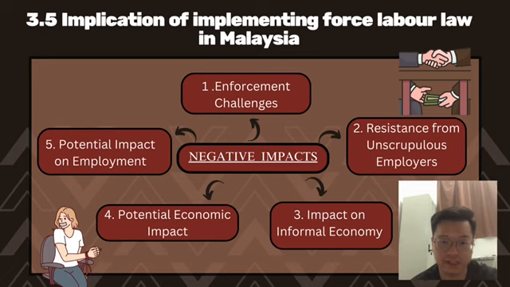The third impact is impact on informal economy. In some cases, forced labor is prevalent in informal sectors where regulatory oversight may be limited. Implementing laws in these sectors may pose challenges and require innovative approaches to ensure compliance. The fourth impact is potential economic impact. Industries that have traditionally relied on cheap and exploitative labor may experience increased operational costs as a result of compliance with forced labor laws. This could impact profit margins and, in some cases, lead to economic restructuring.